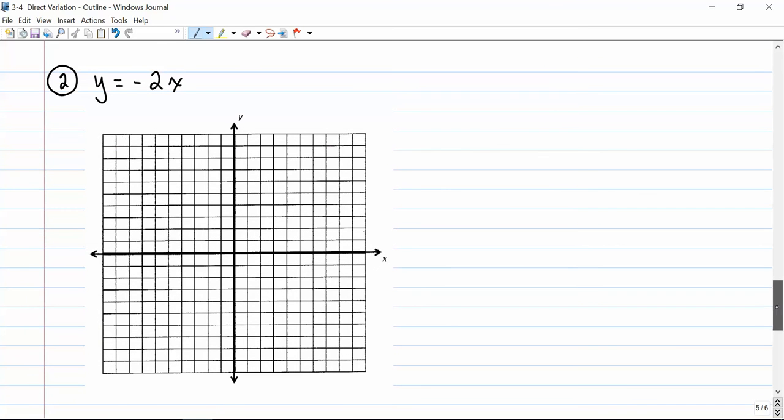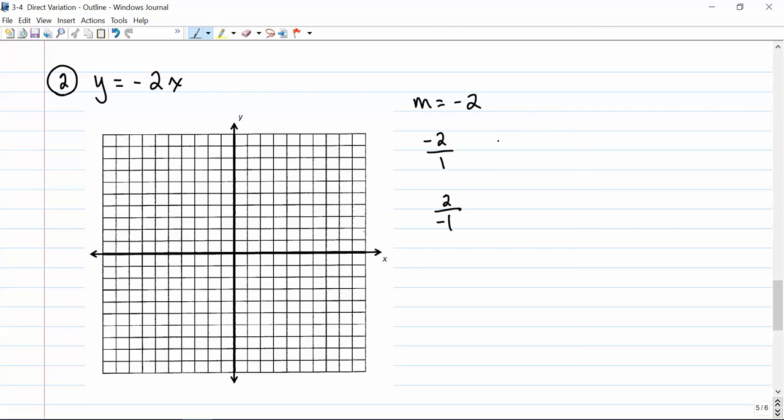Let me move that down a little bit further. So my slope is -2. So I can write that as a -2 over a +1, or a +2 over a -1. And I'm going to use this to tell me how to move from my starting point, which is the origin.